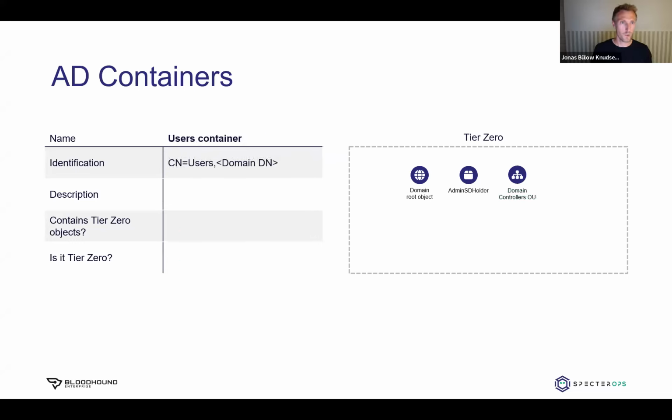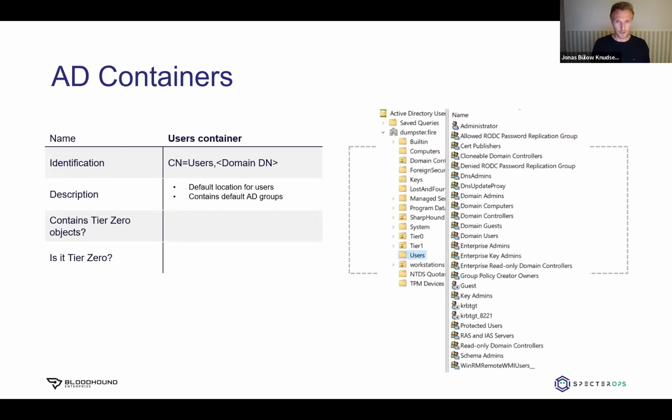Then we have a more interesting use case here. The users container. It's a default container that contains a lot of default AD groups and is the default location for new users created in the environment. I would say that it's a mess usually because it contains so many groups, and they are very different in the way that they should be handled and what permissions should be granted on these groups here.